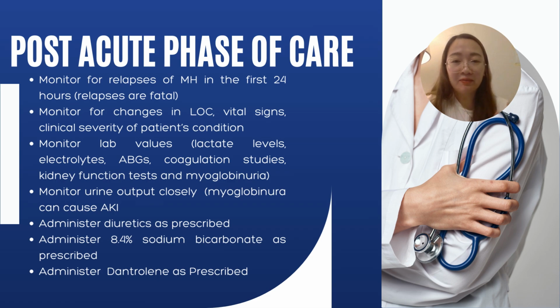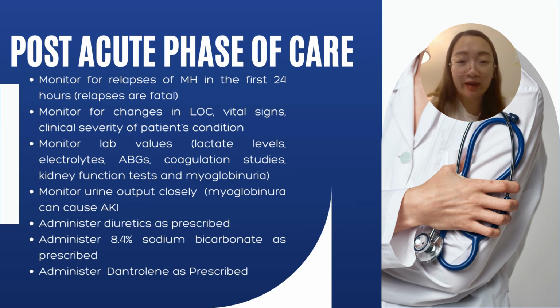So, these are the nursing management for patients with MH in the post acute phase. We should monitor for relapses because there is a tendency for relapse in the first 24 hours. And we should remember that these relapses are fatal. Then we should also monitor for changes in the level of consciousness, vital signs, clinical severity of patient's condition.